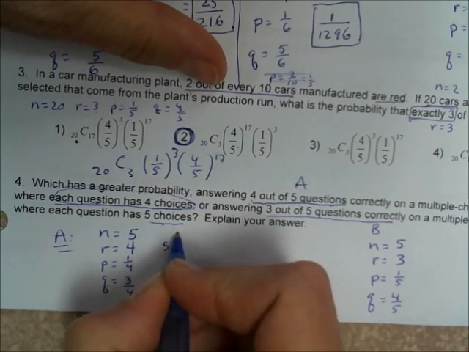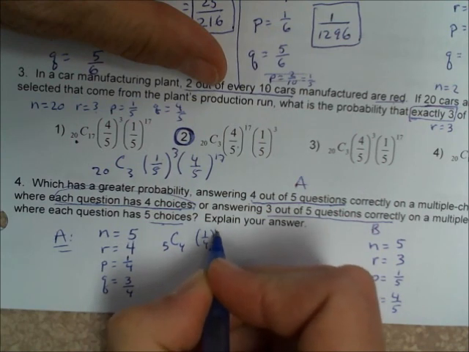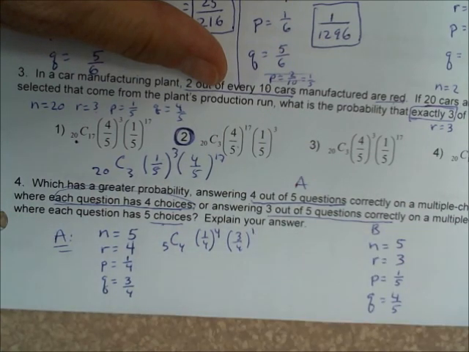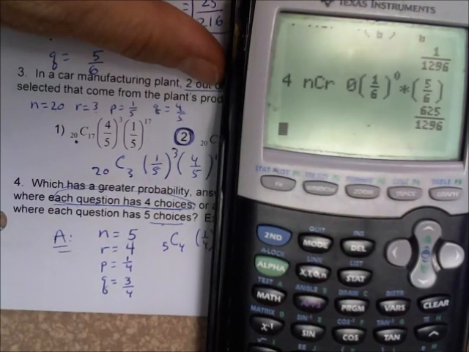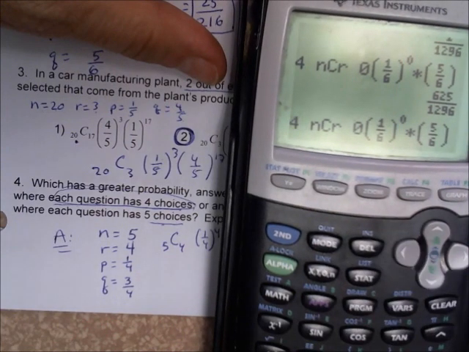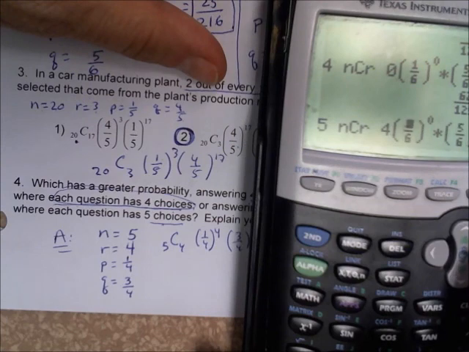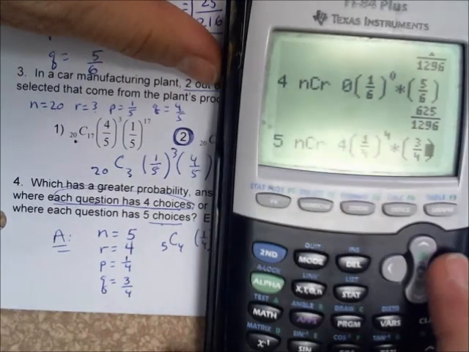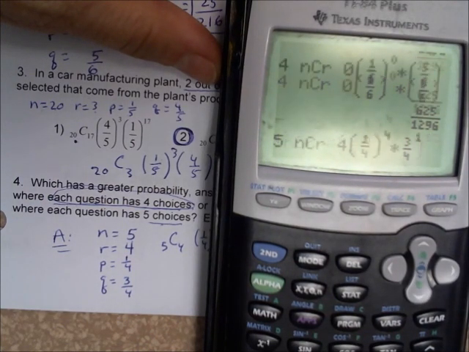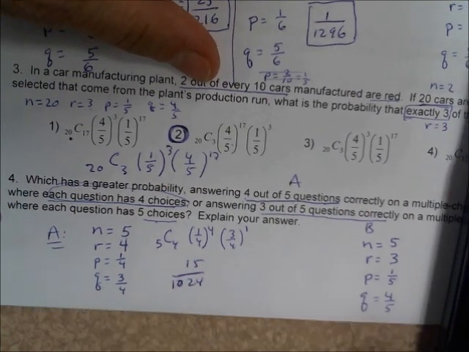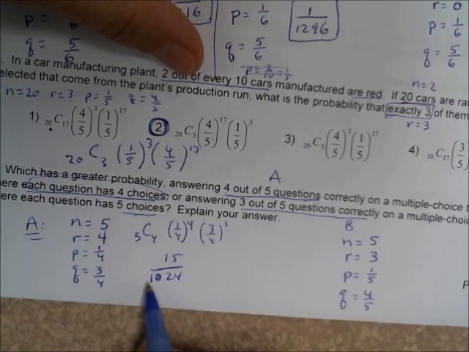So on this one, we have 5C4 times 1/4 to the 4, P to the R, times Q to the N minus R, which is 1. So let's see what that is. 5C4 times 1/4 to the 4th power times 3/4 to the 5 minus 4, which is 1. So we have a 15 out of 1024 chance of getting 4 out of 5 questions right on the A situation.